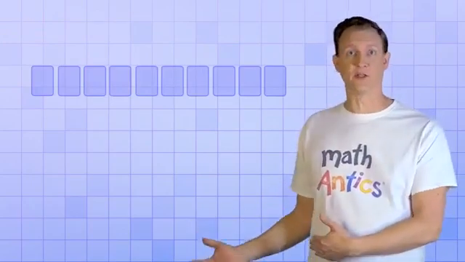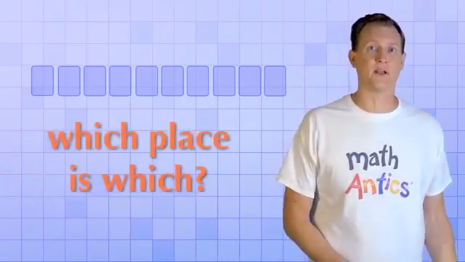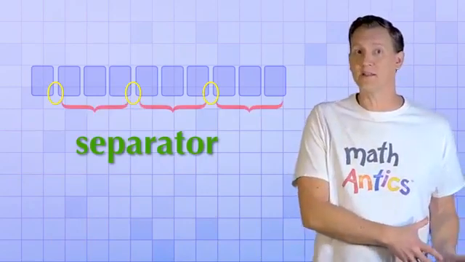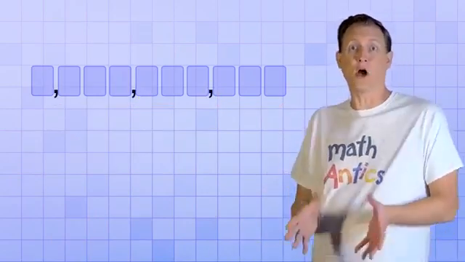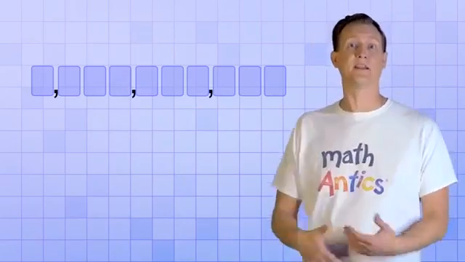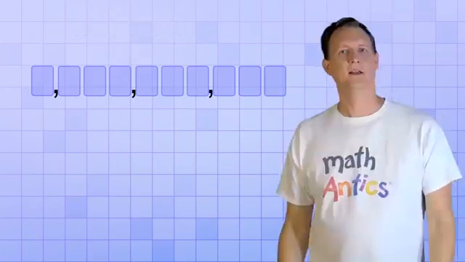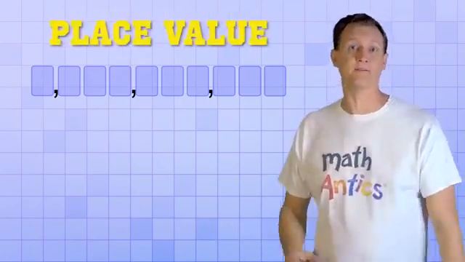Oh, and you may notice that when we get a lot of number places next to each other like this, it's a little hard to quickly recognize which place is which. That's why many countries use some kind of separator every 3 places to make them easier to keep track of. For example, in the US, we use a comma every 3 number places to make it easier to identify things like the thousands place or the millions place. Seeing all these number places together helps you understand what we mean by place value.